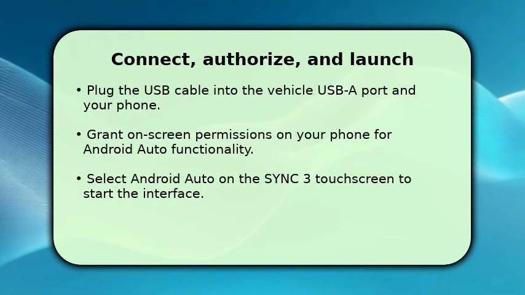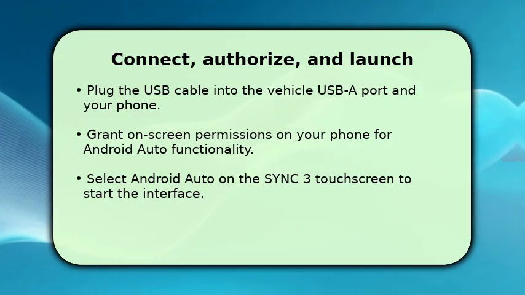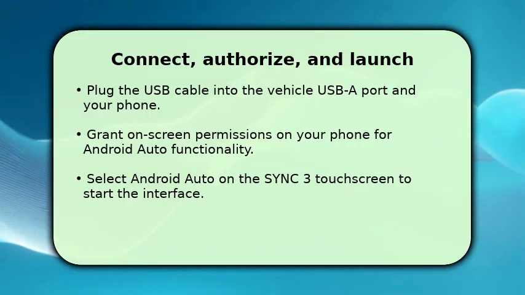Now connect and authorize Android Auto on both devices to begin using it. Plug the USB cable into the vehicle USB-A port and your phone, then wait for the phone prompt to appear. Grant on-screen permissions on your phone for Android Auto, contacts, and media access to enable full functionality.